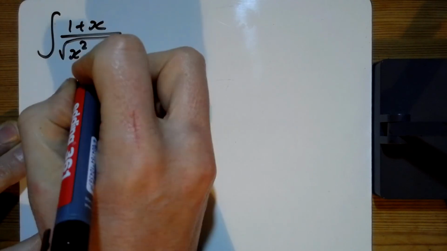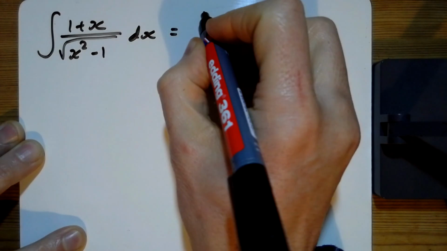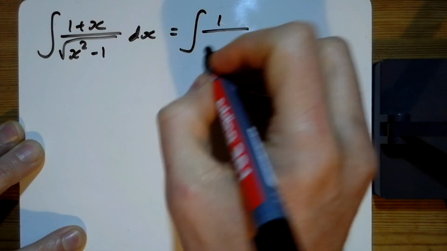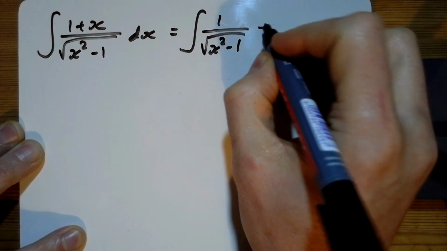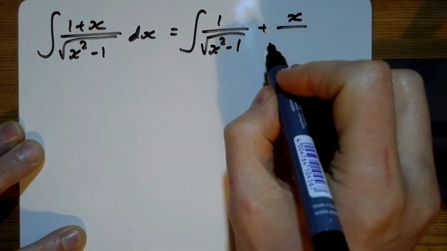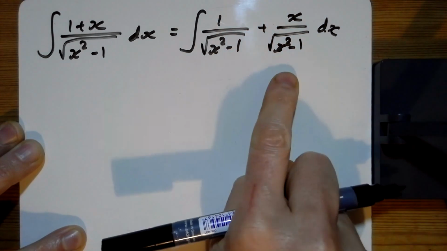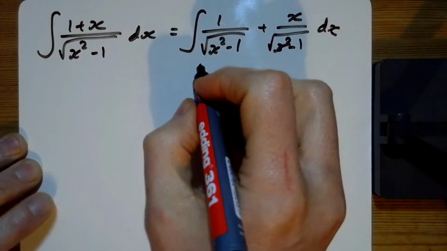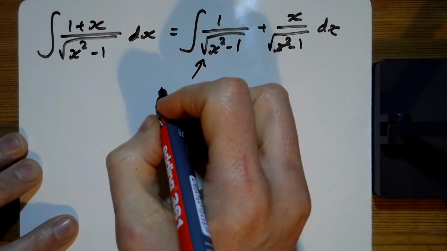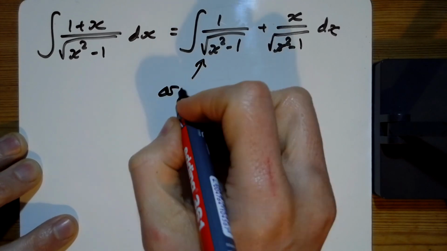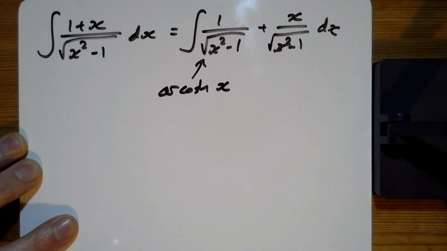So for number 3, the first of our break them up ones, we've got 1 plus x on the top here. We're going to split that into 1 over the square root of x squared minus 1, now that's something we know, plus x over the square root of x squared minus 1. And that's something that we're going to figure out. This one here is directly from the formula book, the r cosh version of that. So this one just goes to r cosh x, the inverse.